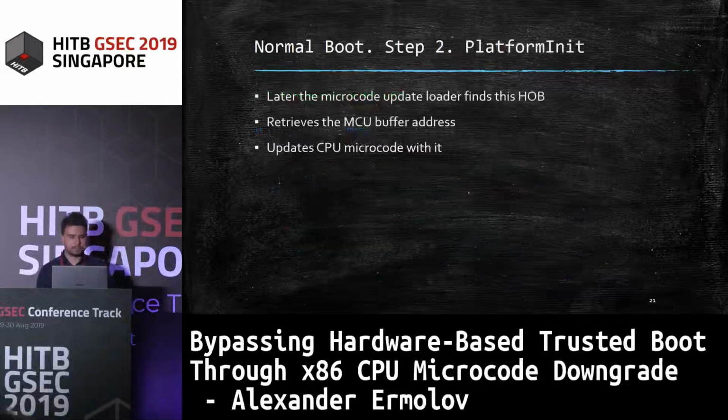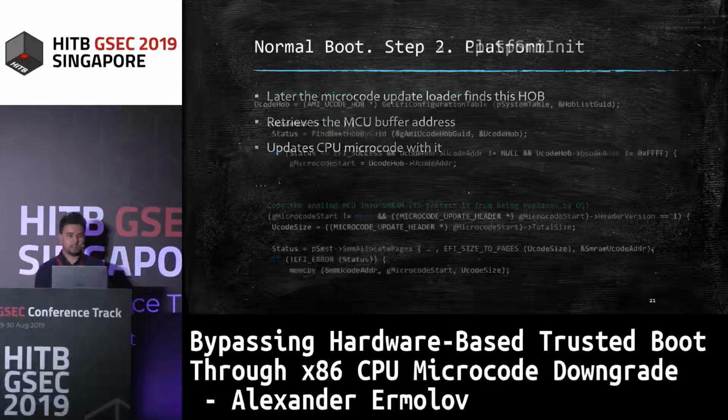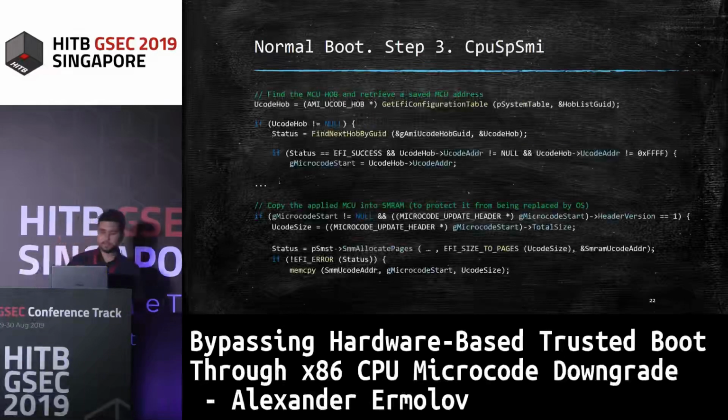Later, this handoff block is retrieved by the platform init module and parsed. The address of the in-memory microcode update is retrieved, and then the update loader does its thing. It updates the microcode with the pointed update, and that's all. But here are a few steps done in system management mode later upon normal boot.